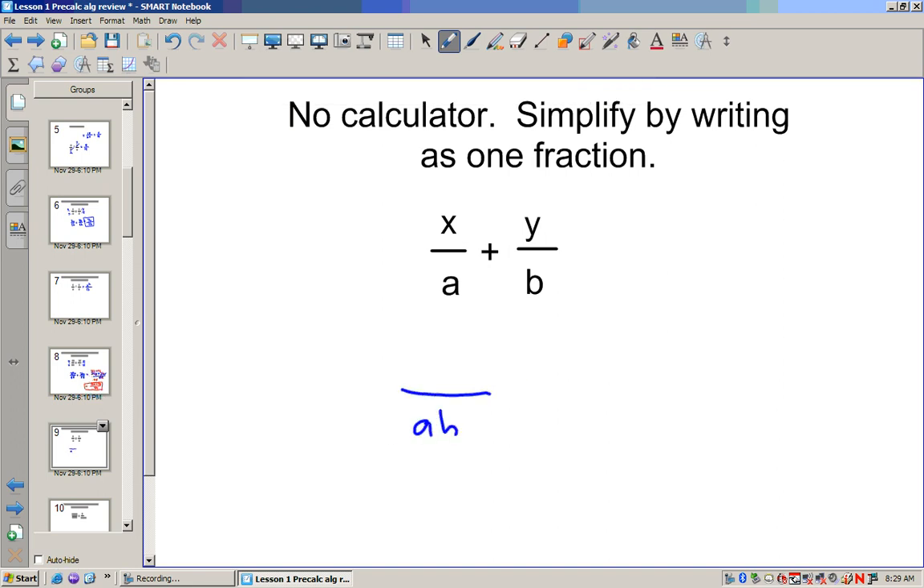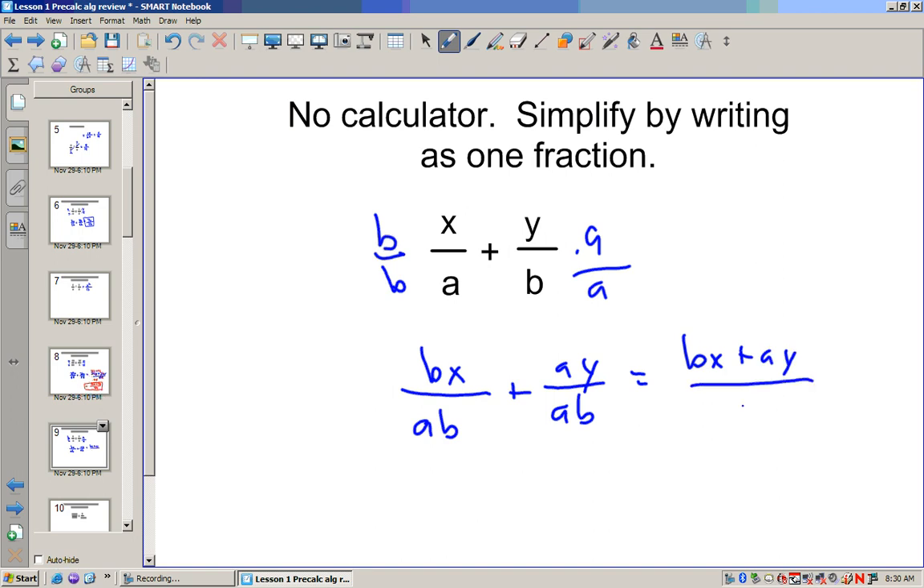Now our denominator is just going to be AB, because we're going to multiply those together. And on this side I multiplied by b, so I have to multiply by b on top, so bx. Over here I'm going to multiply by a on top and bottom, so I have ay. So I have bx plus ay over ab. That's as reduced as we can get, so we're done.